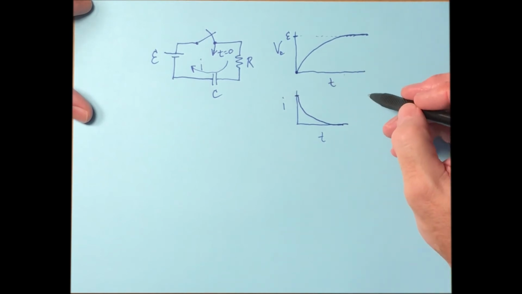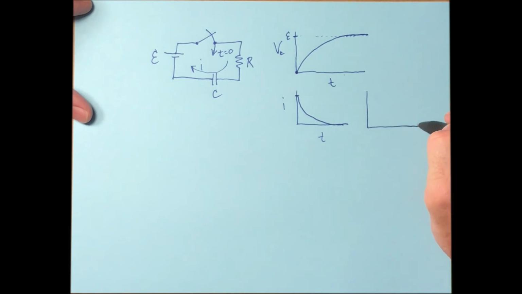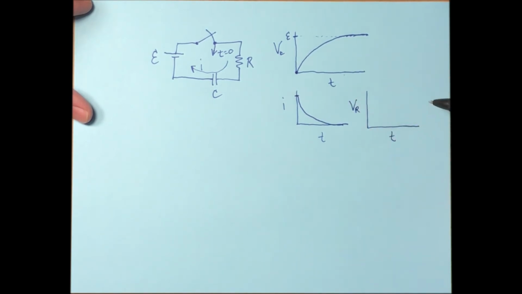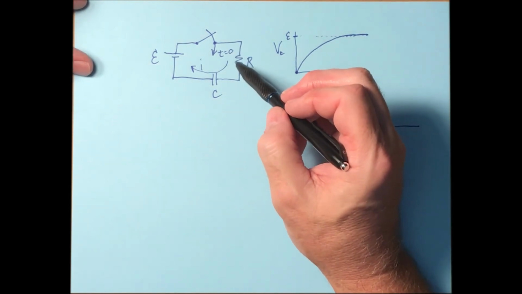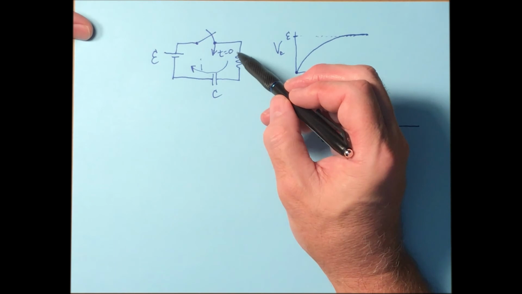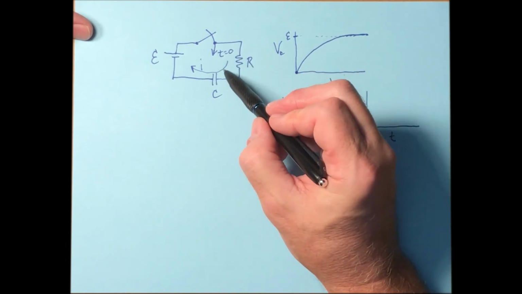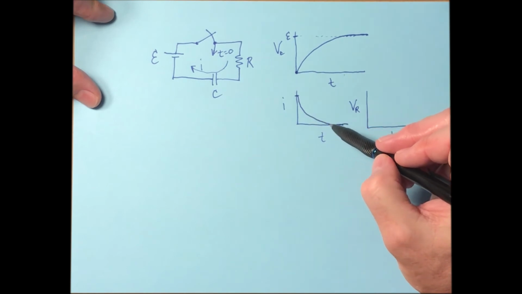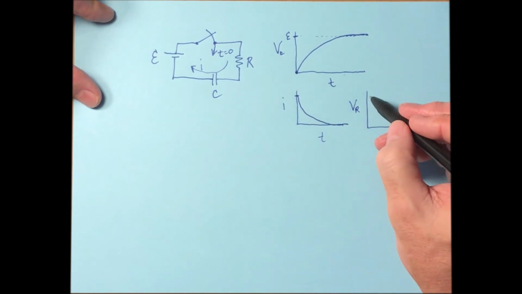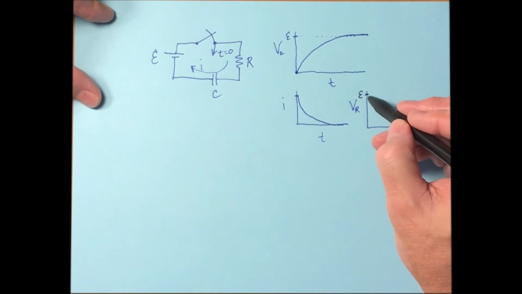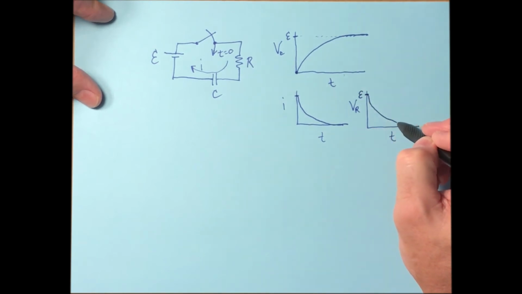All right, what about, let's say, the voltage across the resistor versus time? Well, the voltage across the resistor, you've got to think about what causes the voltage across the resistor. The thing that causes there to be a voltage across the resistor is the current. And if the current does this, then what do you expect the voltage to do? Well, I expect it to start out high. Its maximum value is going to be E. And over time, it's going to decay to nothing.